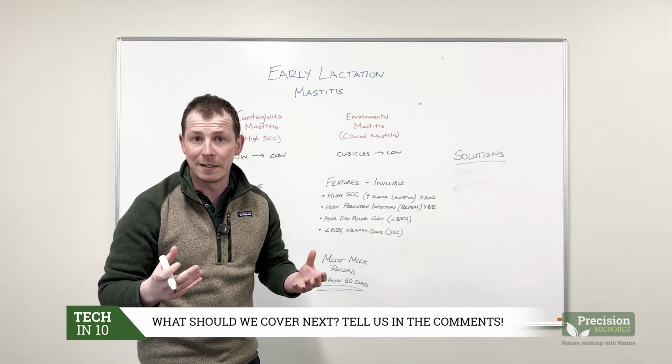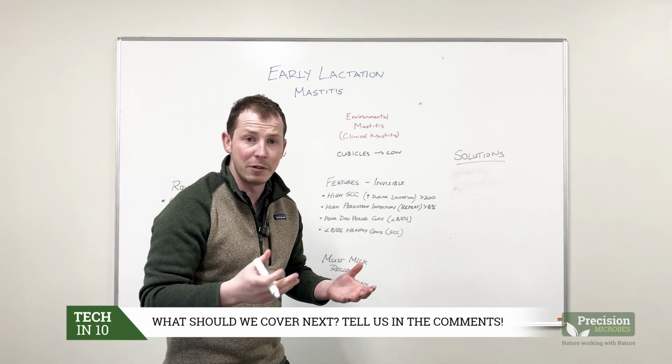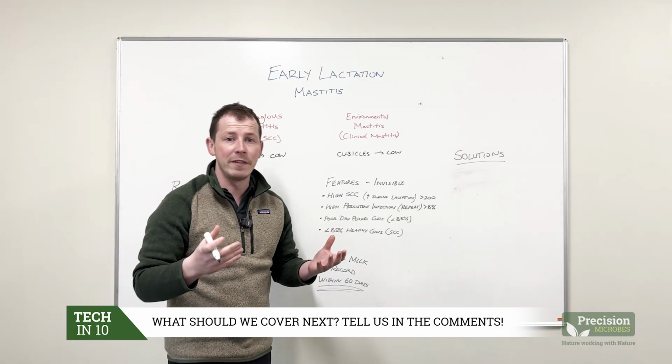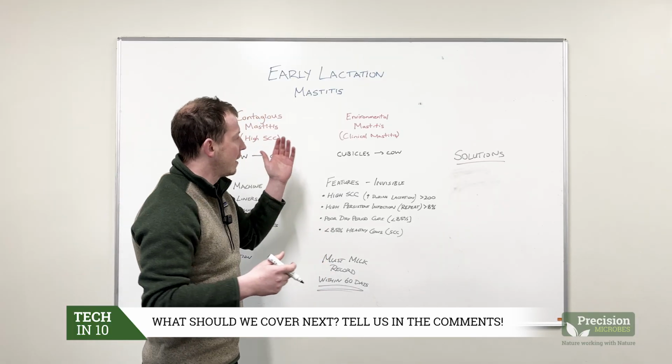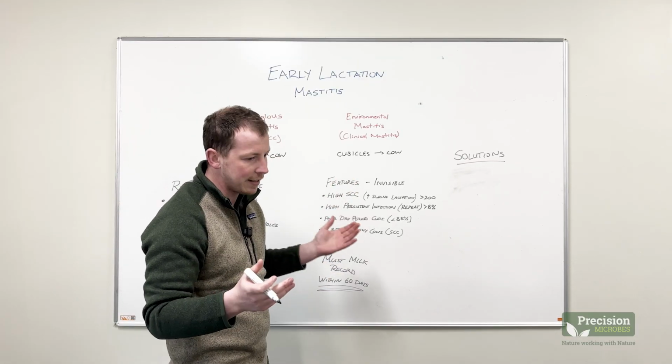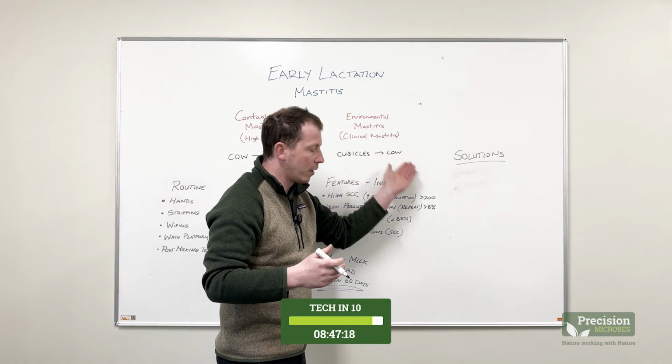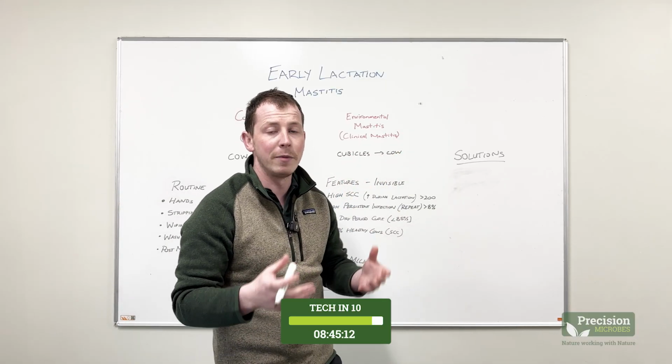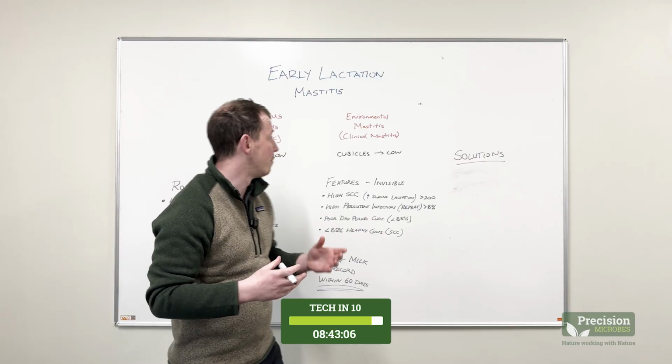So we may see clots in milk, we may see an inflammatory process in the mammary gland itself, or we may even see sick animals. So that typically is coming from the environment. At this time of year, we're talking about cubicles, and that's where the bacteria are coming from to invade the cow's mammary gland or mammary glands.